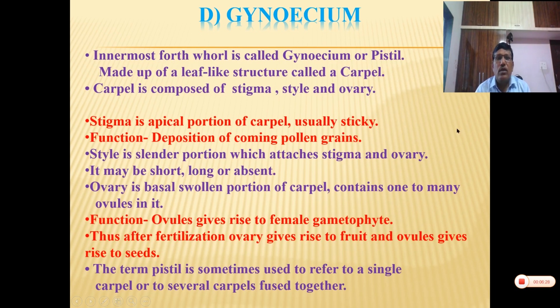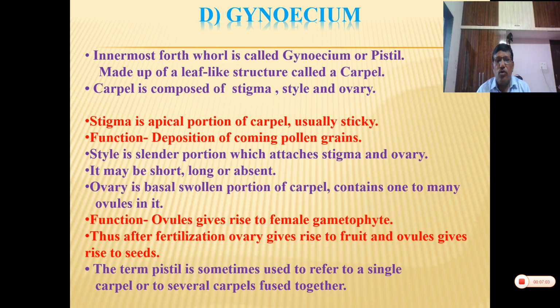The fourth and last essential whorl is the gynoecium. So gynoecium is the innermost fourth whorl of the flower, which is made up of carpels. Means a single gynoecium unit is called a carpel. So carpel consists of three main parts: stigma, style, and ovary. Stigma is the apical portion of the carpel, usually sticky in nature, and is useful for the deposition of the coming pollen grains during pollination.